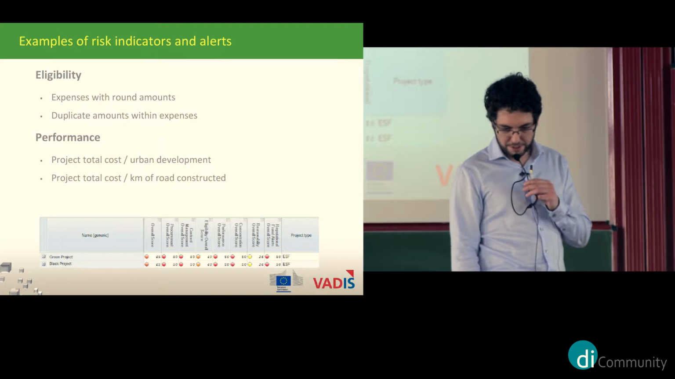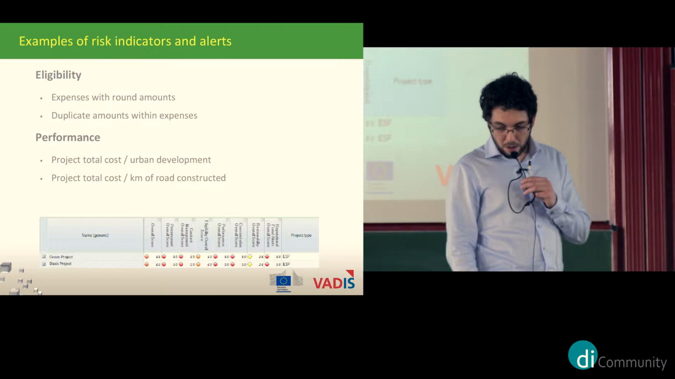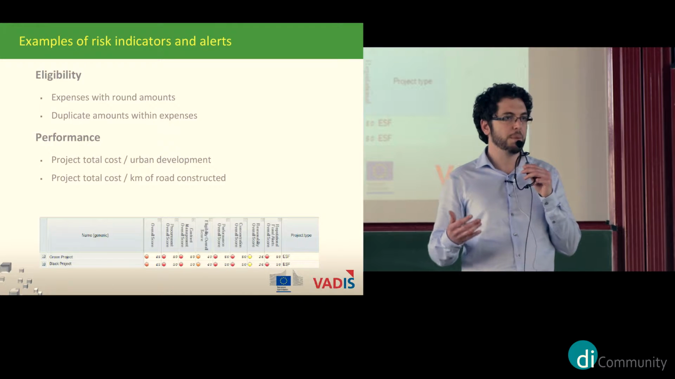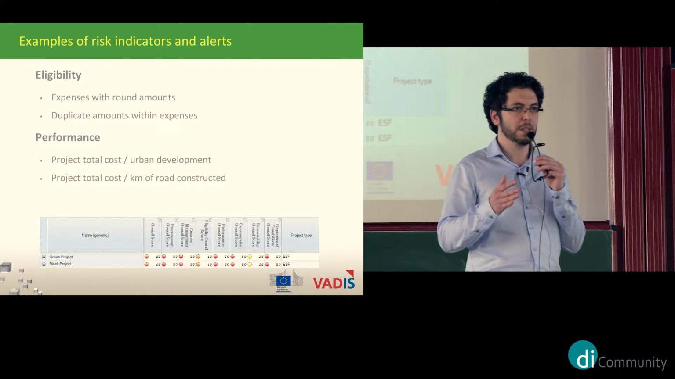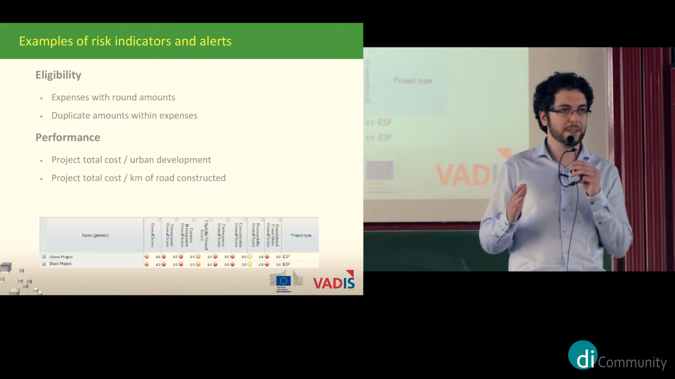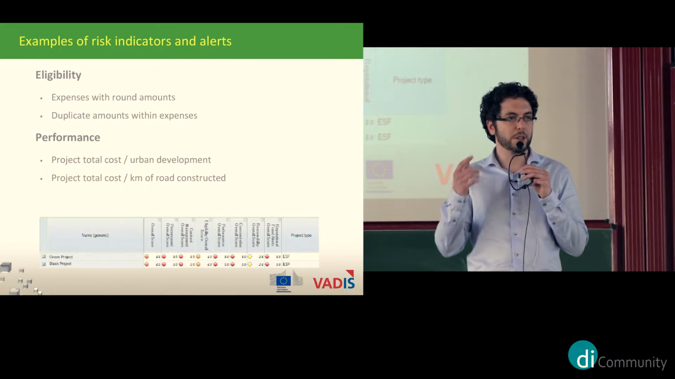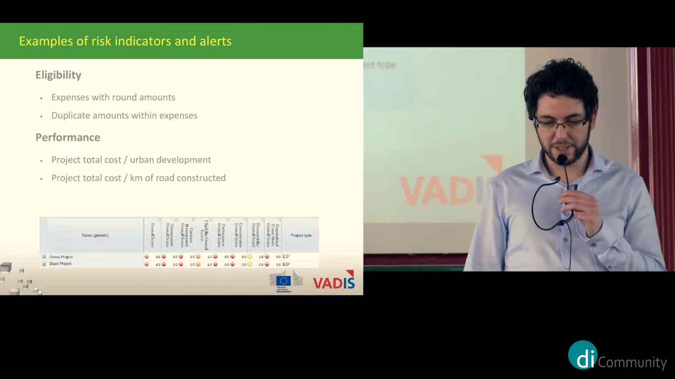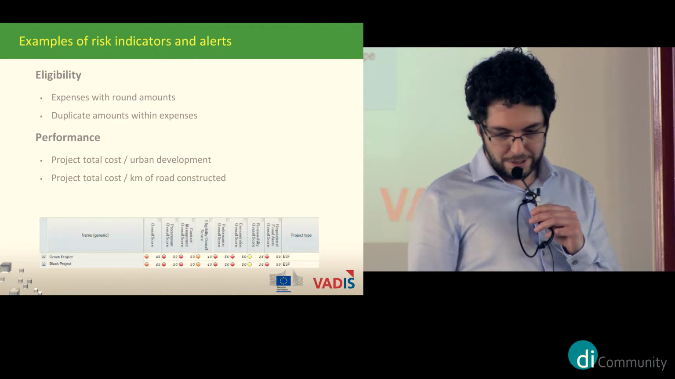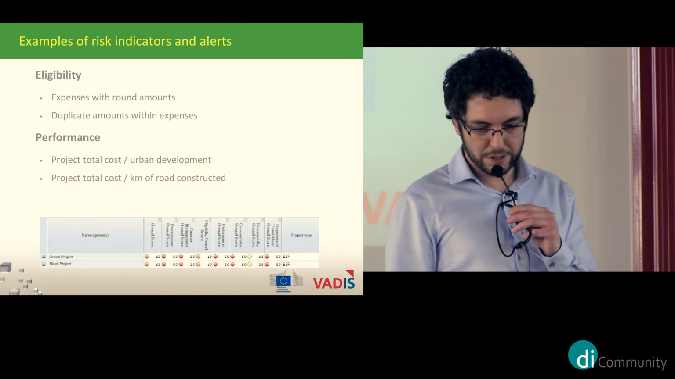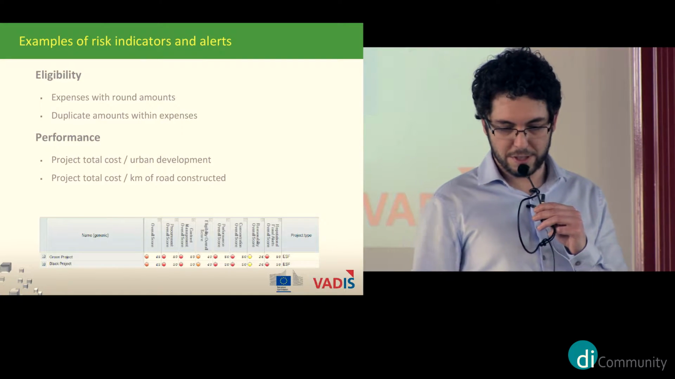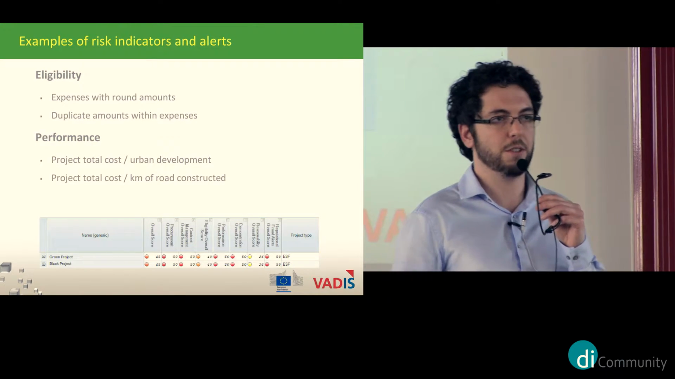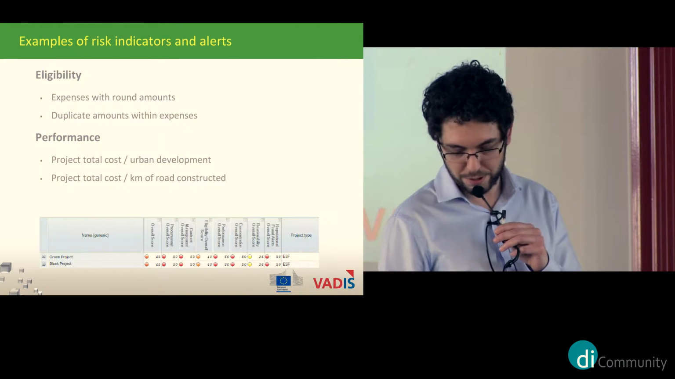Okay, another example about risk indicators. Imagine that you receive expenses from a company which is working on a project, and all the expenses have exactly rounded amounts. This is one of the things that we can detect, or numbers which are recurring continuously. These are things which actually trigger the alerts. Or, for instance, the cost of a project versus the urban development, or the cost of a road compared to the length of the road. If you pay 5 million for a road and it's only half a kilometer, maybe you have to ask somebody some questions.